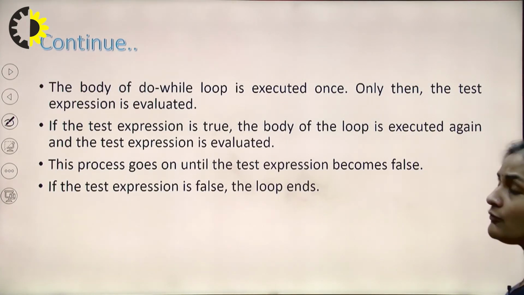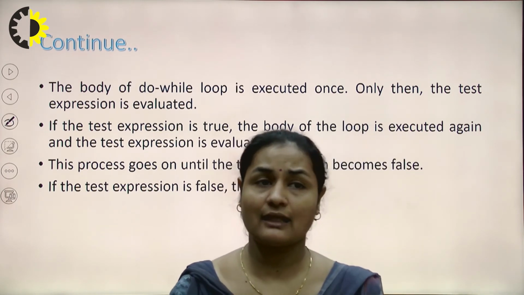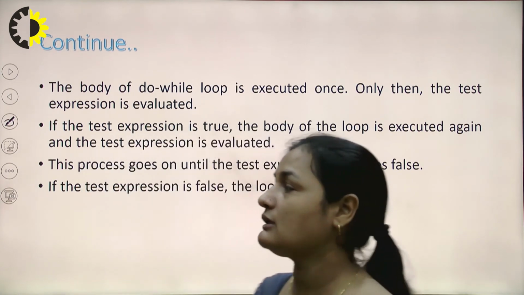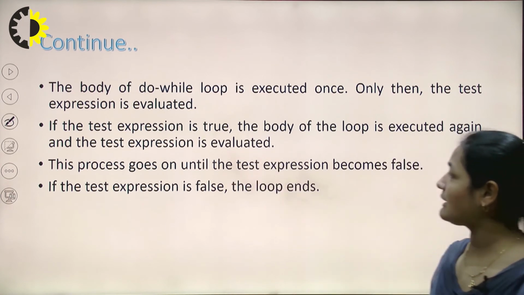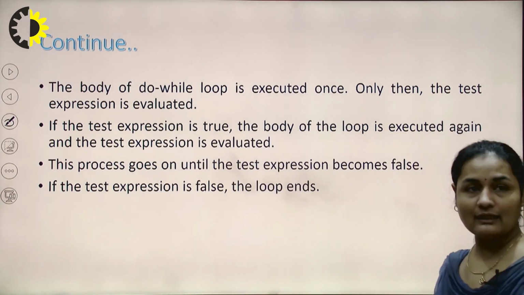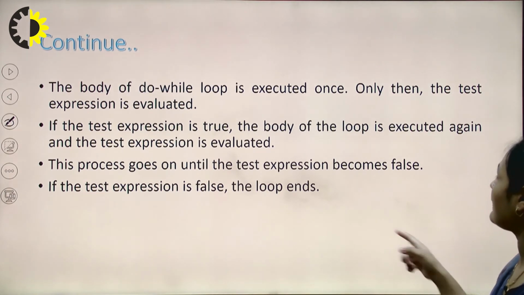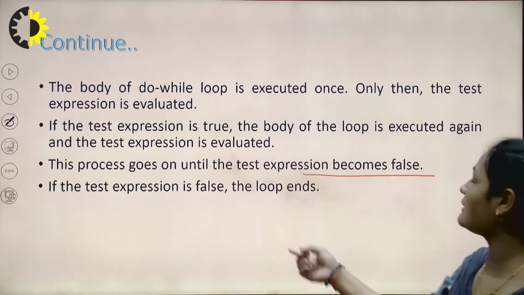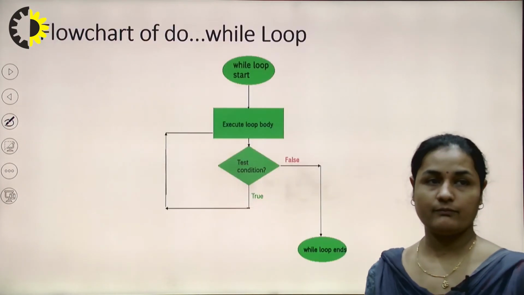The body of the do while loop is executed once, and only then is the test expression evaluated. That means if the condition is false, the body will still be executed at least once. If the expression is true, the body of the loop is executed again and again, and the expression is evaluated each time. This process goes on until the test expression becomes false. If the test expression is false, then we move out of the loop. That means the loop will end.